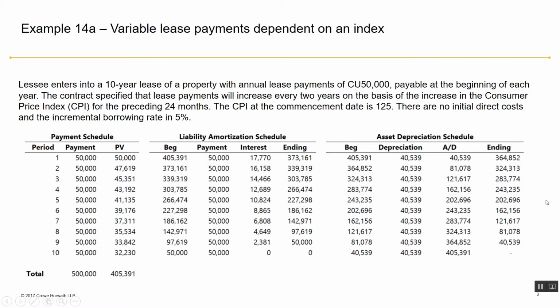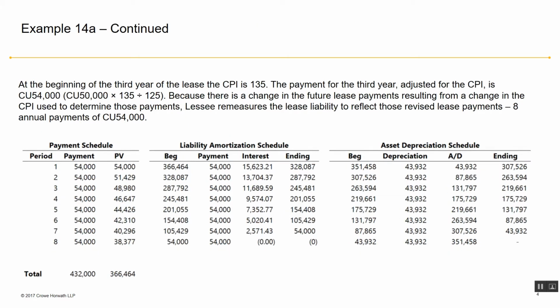From this, we can generate our payment schedule, lease liability amortization schedule, and asset depreciation schedule. We see that our present value of future minimum lease payments is $405,391, which is also the beginning balance for our lease liability amortization schedule, and also our beginning balance for our asset depreciation schedule. Continuing with the example, at the beginning of the third year of the lease, the CPI is 135. The payment for the third year, adjusted for that CPI, is 54,000 currency units, which is 50,000 currency units times the new CPI of 135, divided by 125, which is the old CPI.